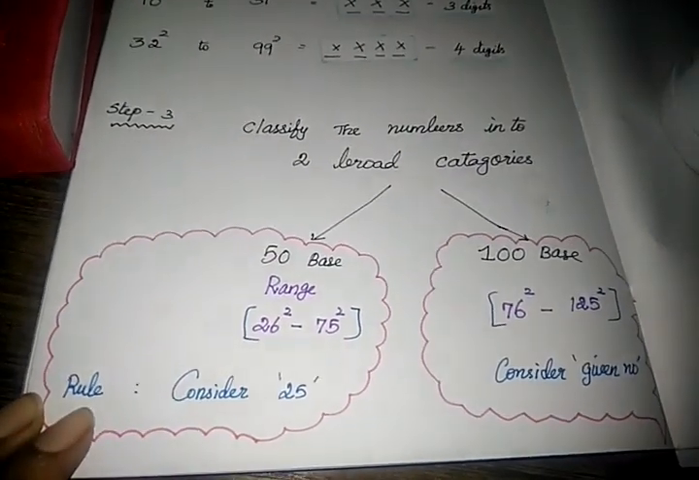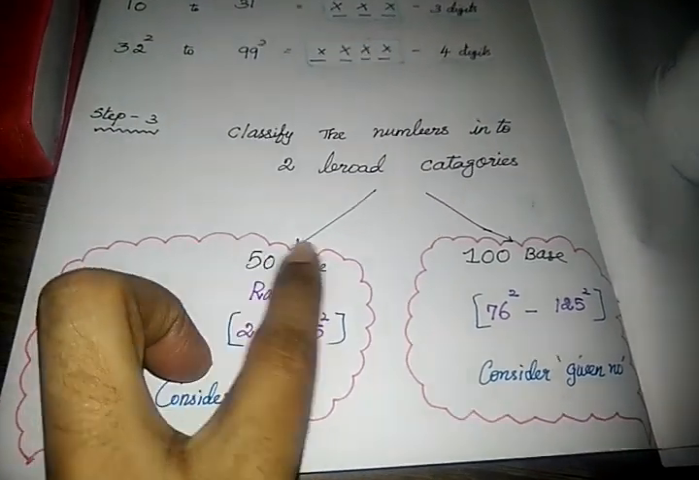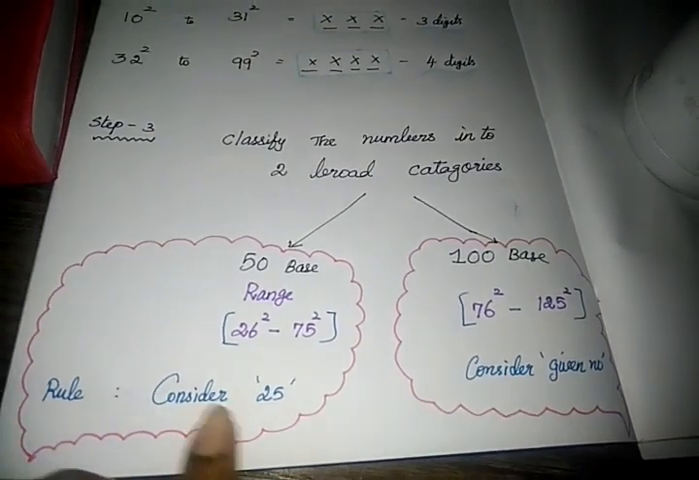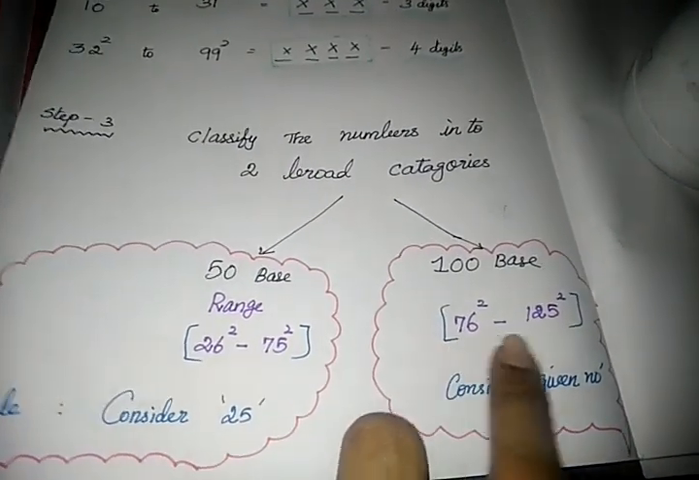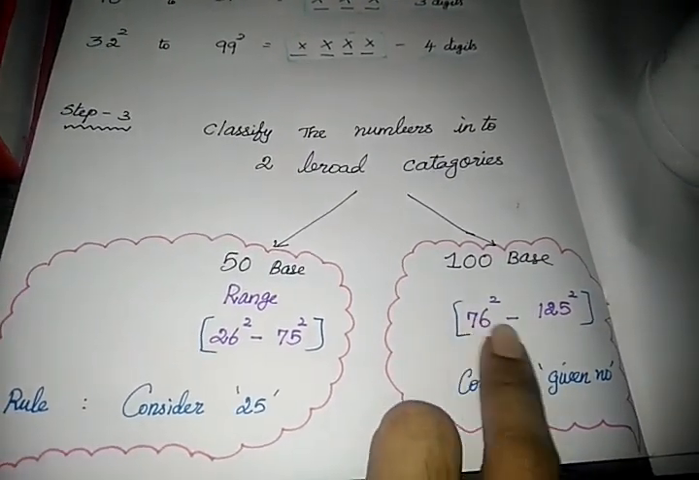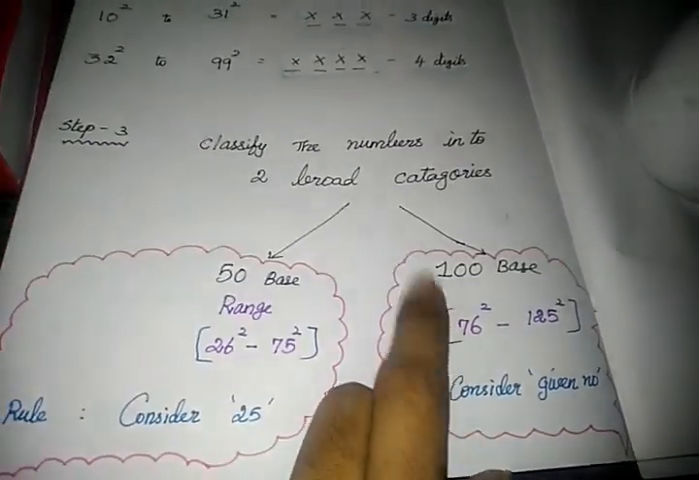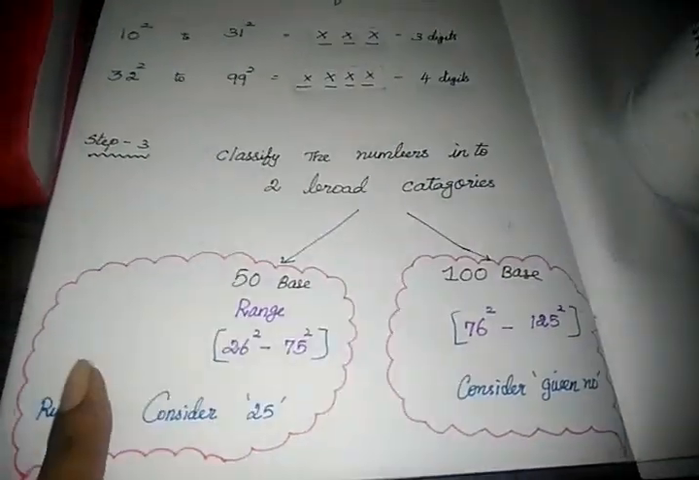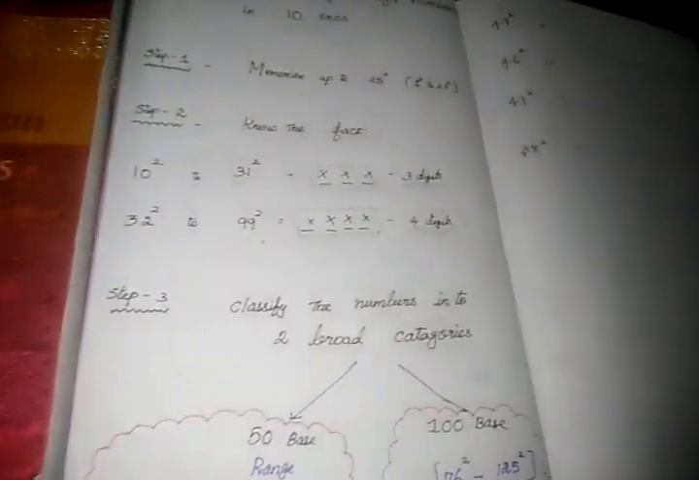Okay, now the rule. These 2 categories also have a specific rule. Whenever you are taking the range of numbers under the 50 base, you need to consider 25. Whenever you are considering the numbers 76 square to 125 square, the numbers which are closer to 100 can be taken under the 100 base. And the rule for the 100 base is to consider the given number. Initially, these 3 rules are enough.